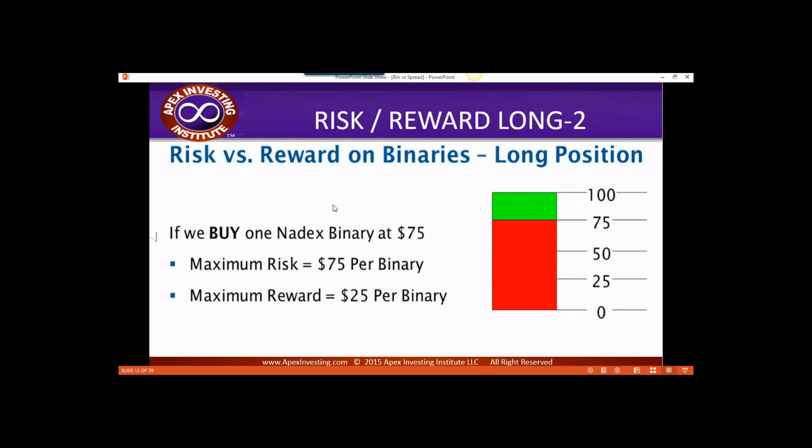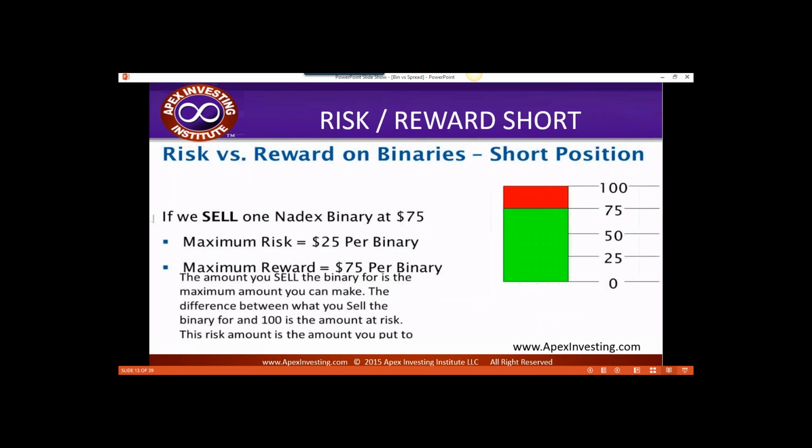A binary at expiration is worth either 0 or 100. Whatever amount I buy a binary for is my maximum risk. The difference of where I buy and $100 is my max reward. Okay? All right, now let's take a look at the opposite.